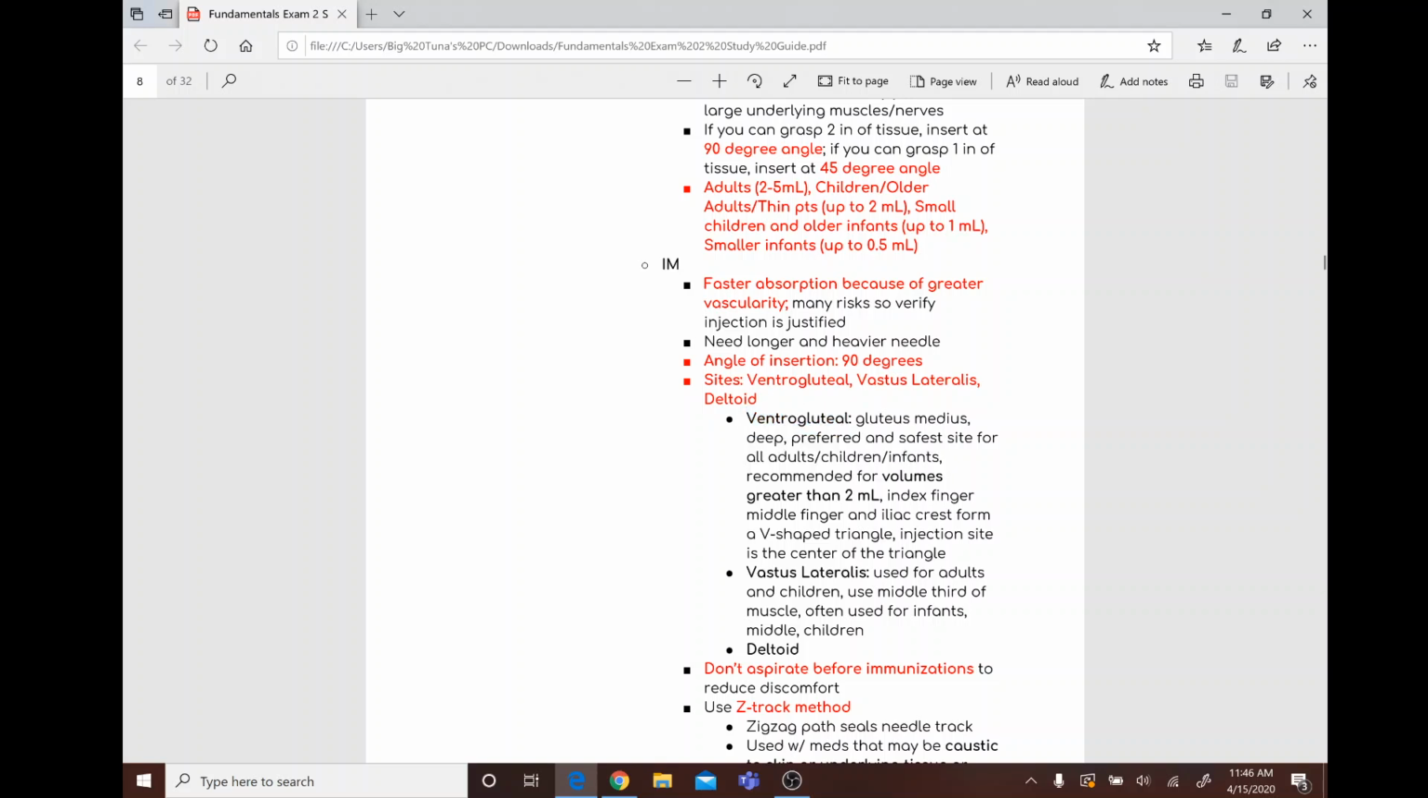Ventrogluteal, that's the gluteus medius. The deep, preferred, and safest site for all adults, children, and infants. Recommended for volumes greater than 2 milliliters. So the heel of your hand on the greater trochanter, index finger on the anterior superior iliac spine, middle finger, and iliac crest form a V shape, a triangle. The insertion site is the center of the triangle.